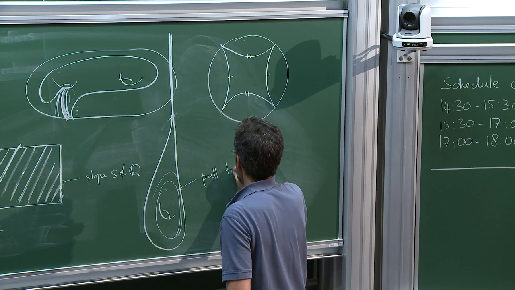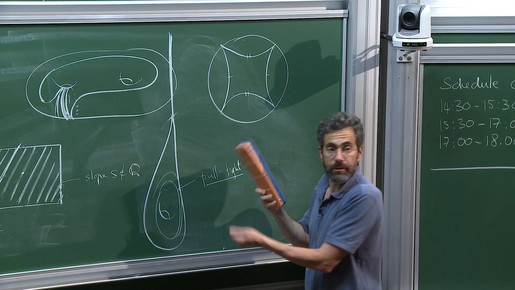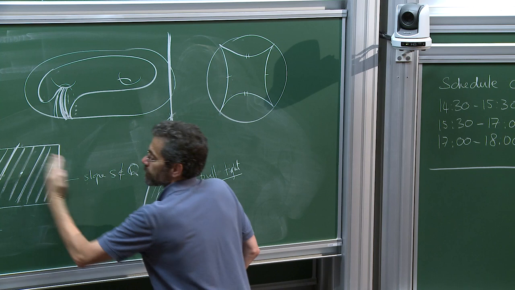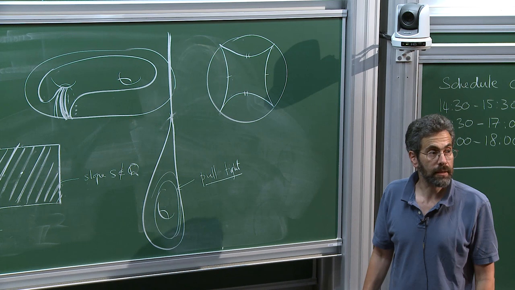And then each of them separately will become a geodesic. They will pull apart from each other. They will not remain filling up all the space, and they will turn into one of these laminations. And in this lamination, every leaf is dense. Okay? One more feature of this, the pulling tight. I'll draw one more thing.